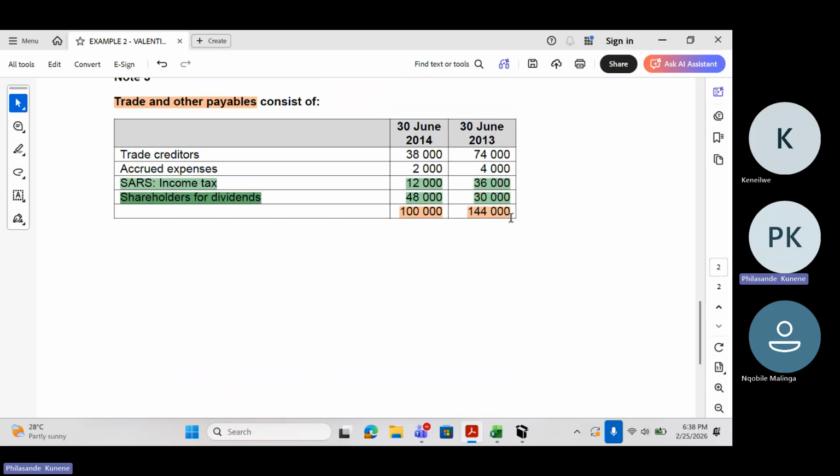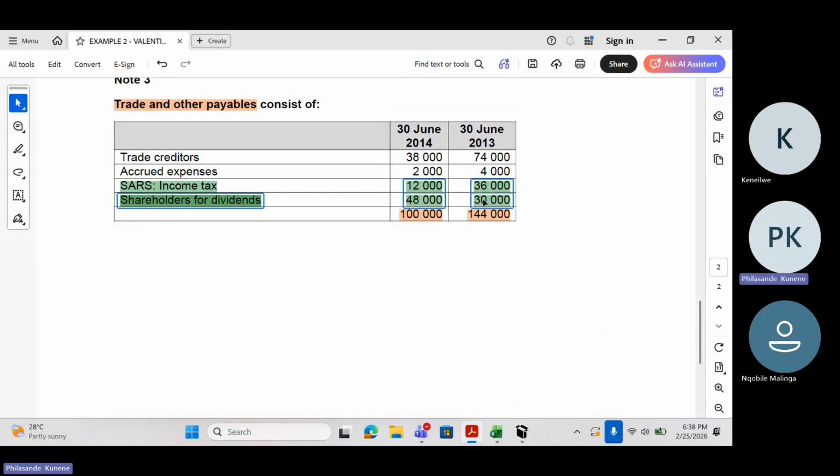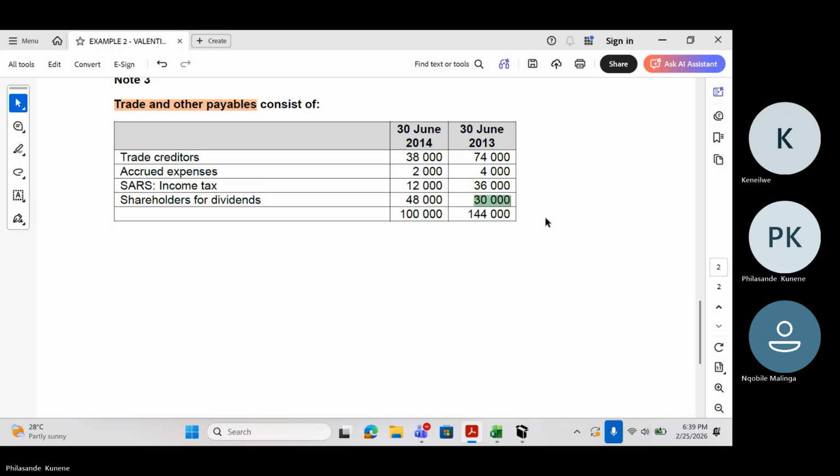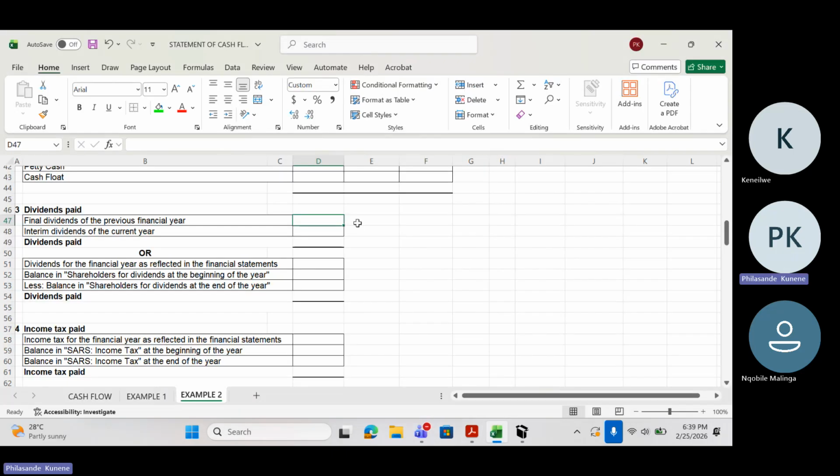Obviously, those final dividends will be here in the shareholders for dividends. So which means my final dividends of the previous financial year will be how much? That is going to be my shareholders for dividends. Am I right if I say 30,000 is the final dividends of the previous financial year? Yeah. Okay, so we're going to have 30,000 rands here.